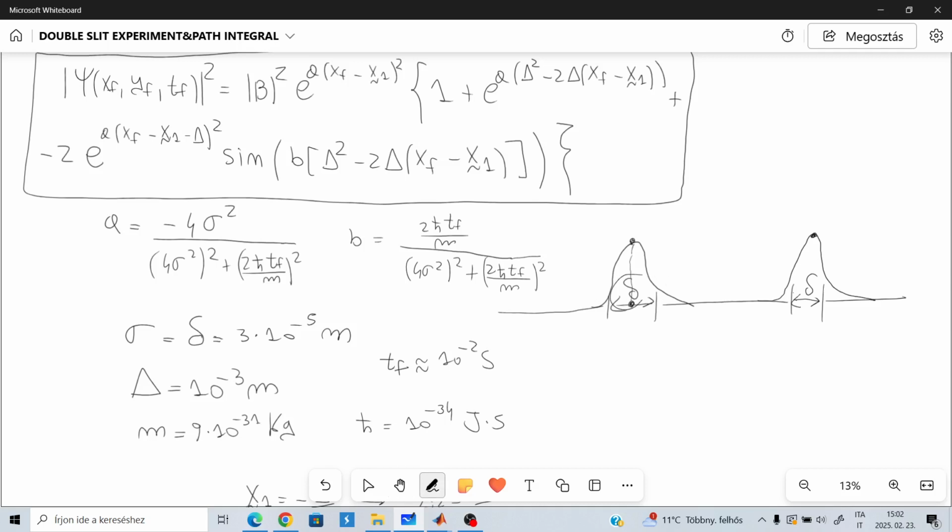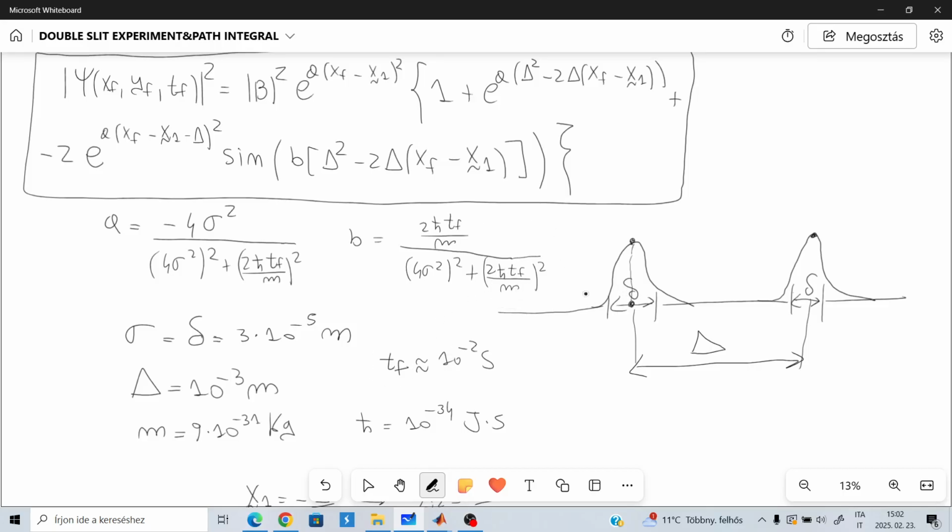So as I said, this delta we chose to be of the order of 3 times 10 to the minus 5 meters. Then we have this capital delta, which is simply the distance between the centers of the slits. Capital delta is greater than lowercase delta. This also explains the choice of notation that I used in the previous video: it is capital delta because it's larger than lowercase delta. So you can remember it in this way. Then we have tf.